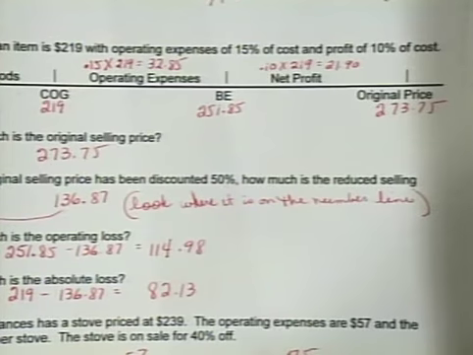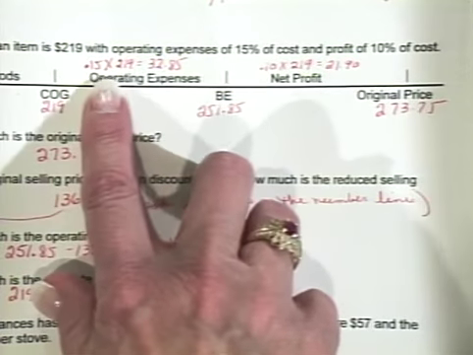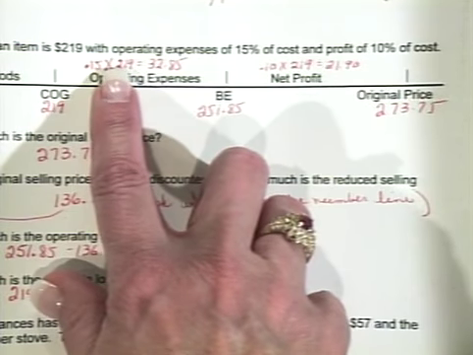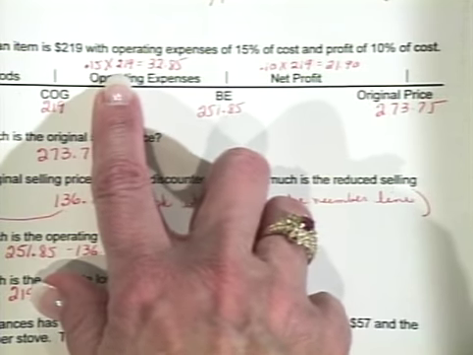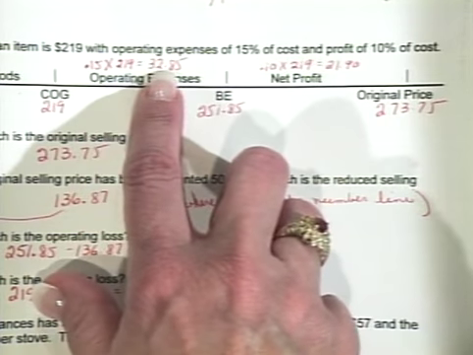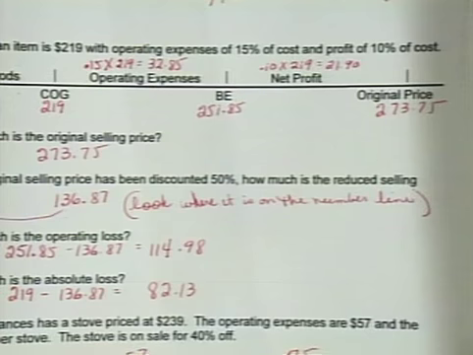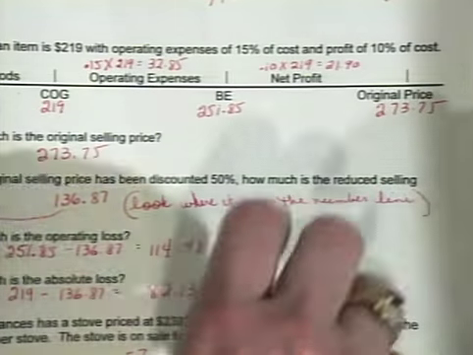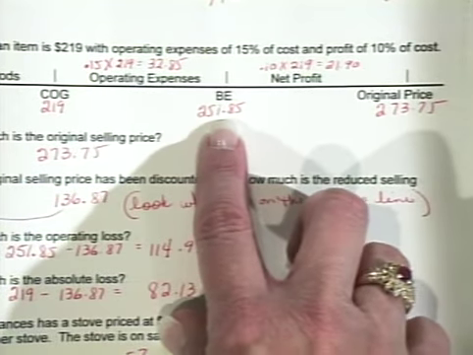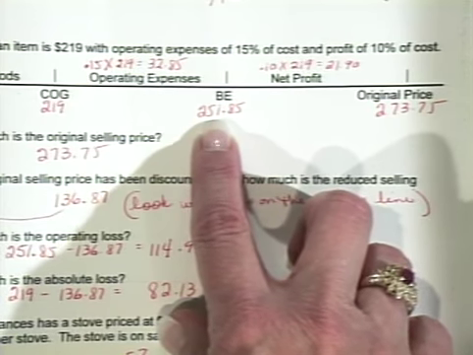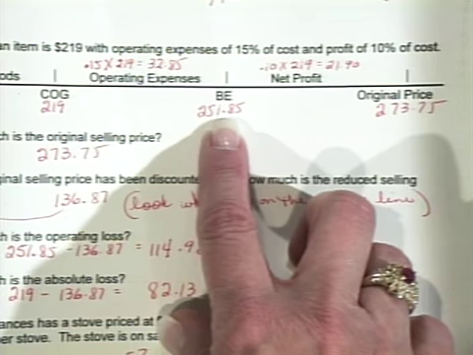My question is, what am I going to mark this up to sell? What's my original selling price going to be? The operating expenses are 15% of the cost. So we can either go directly with this calculation or do a proportion, but I see $32.85 in operating expenses. I therefore add those two together and come up with a break-even point of $251.85.